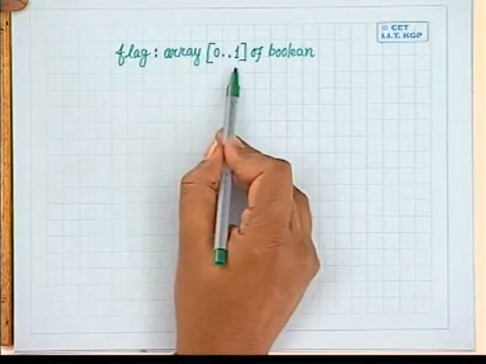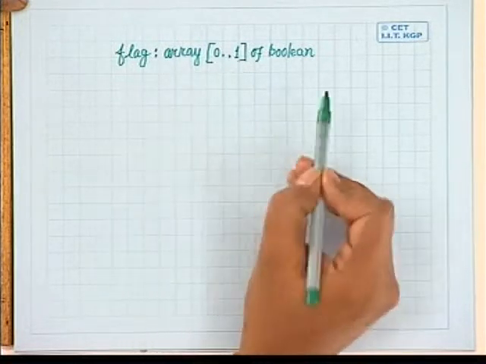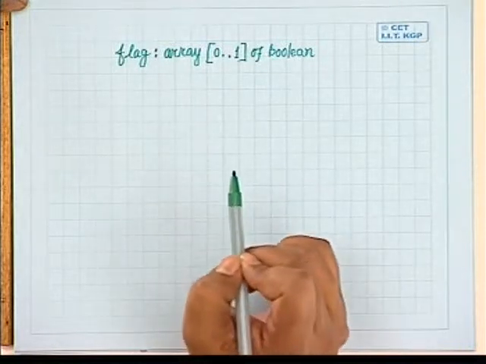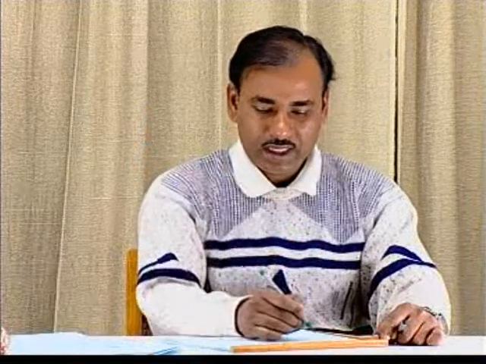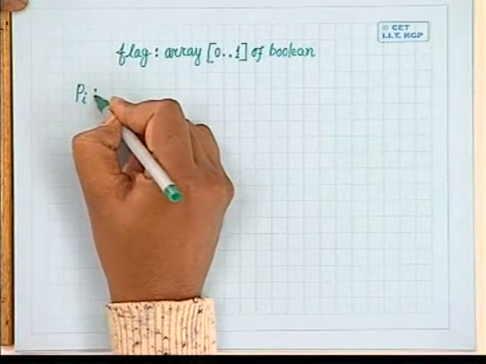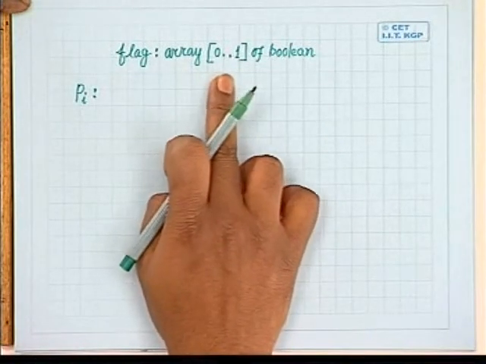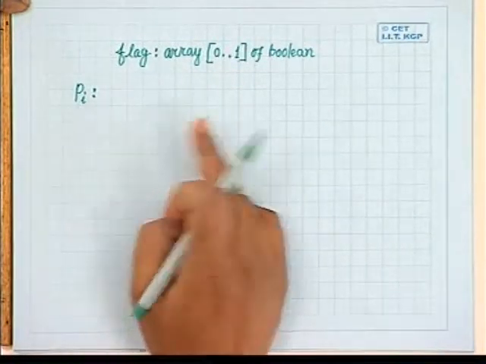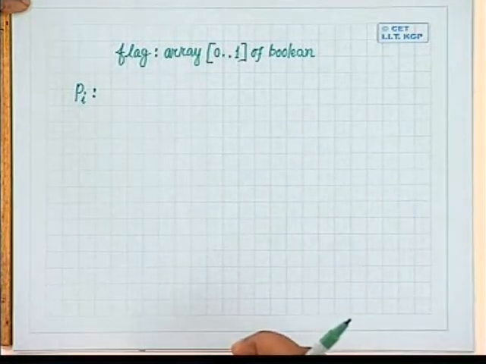If flag 2 is equal to true, that means the second process is in the critical section. So we can write the code like this for process Pi, where, because the indices are 0 and 1, let us assume that i can have a value of 0 or 1. So I can have process P0 and process P1.